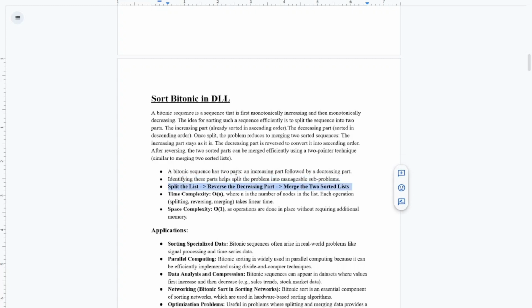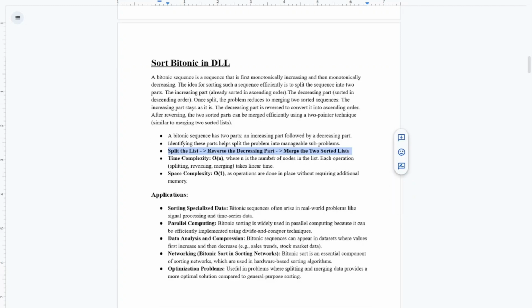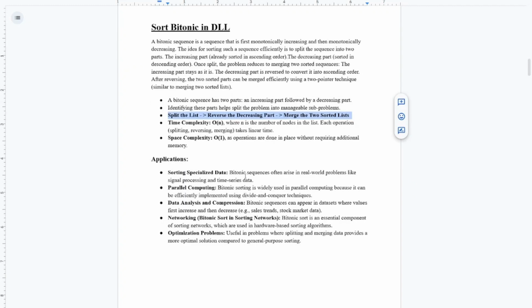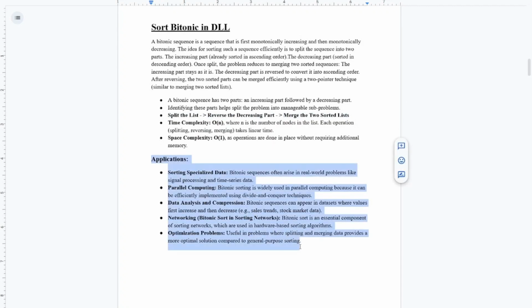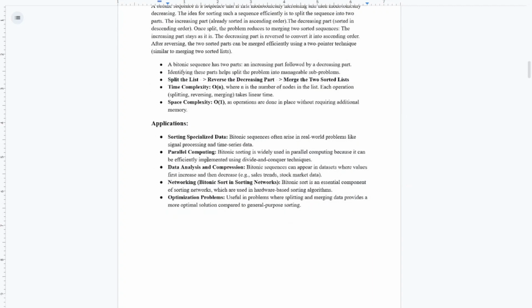These are the steps we will be using in the actual program. We split the list into two parts, increasing and decreasing. Then we reverse the decreasing part to make it also ascending. Then we compare each data element of the increasing part and the decreasing half, and merge them into a sorted linked list. The time complexity would be big O of n and the space complexity big O of 1. Again, coming to the applications: sorting specialized data, parallel computing, data analysis and compression, networking, and optimization problems.